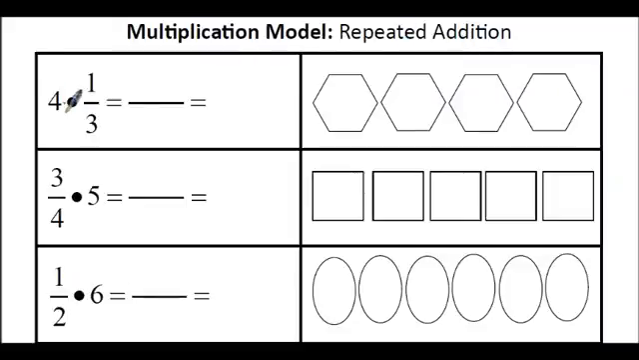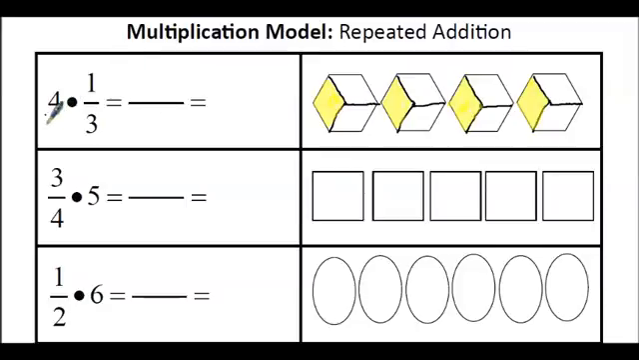This multiplication model is for repeated addition. So 4 times 1/3 means that I'm going to have that 1/3 4 times. So I'm going to draw each of these, separate them into thirds, and I'm going to color in 1/3 for each of those 4 groups. So I have 1, 2, 3, 4 of those thirds colored in.